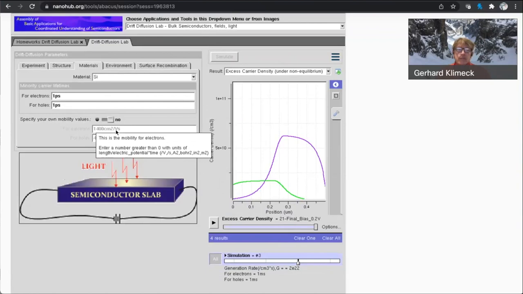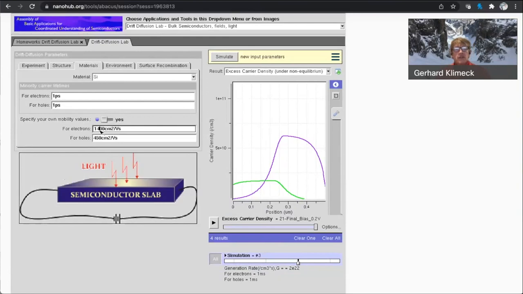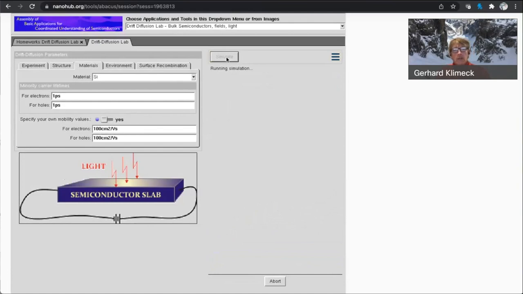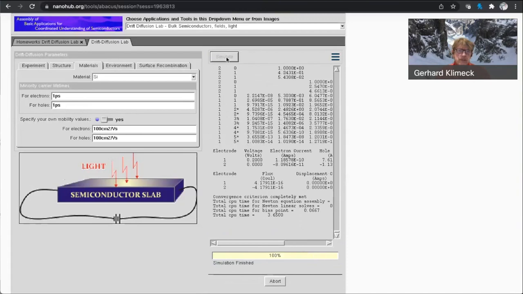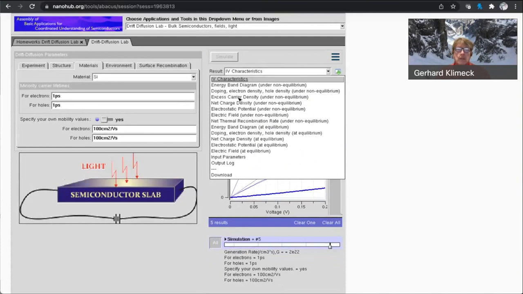the holes. You can, just for argument's sake, play with that and maybe make the mobility the same. And let's mess up the mobility really badly. Let's introduce so much crud into the device that the mobility is low. So now we're going to run this again. And first of all, I would expect that the electron and hole distributions are the same because the mobilities are now the same. Let's look at the excess carriers. See, and the distributions are the same.